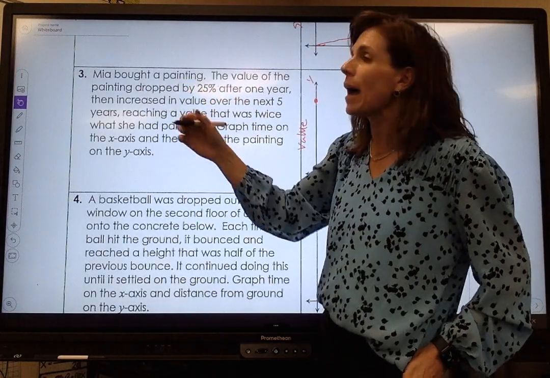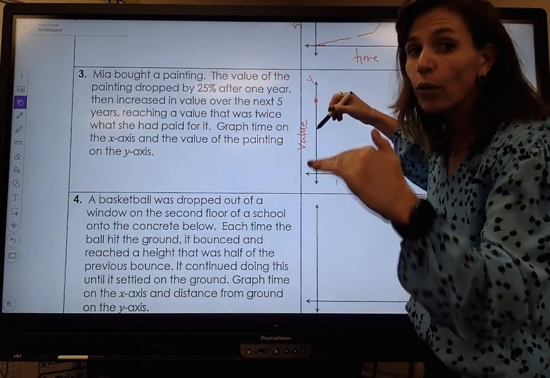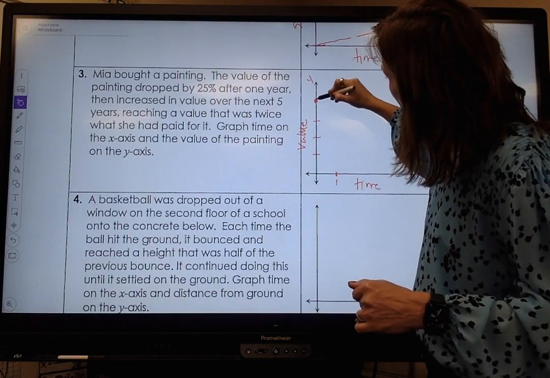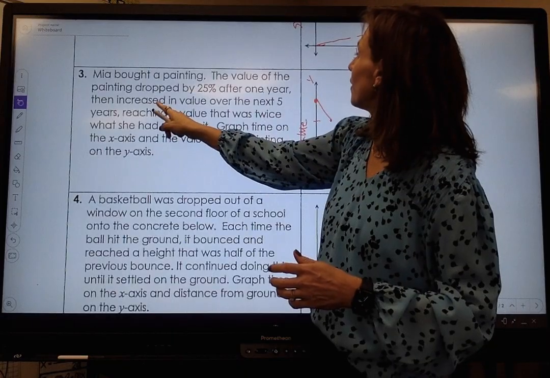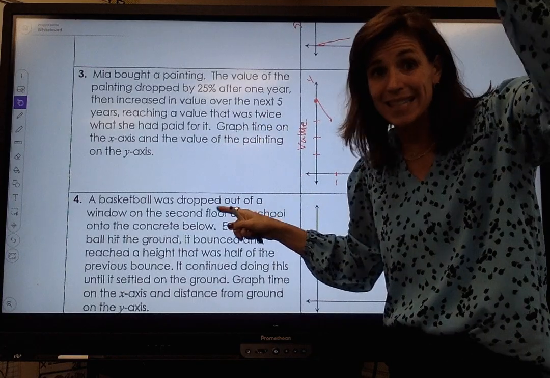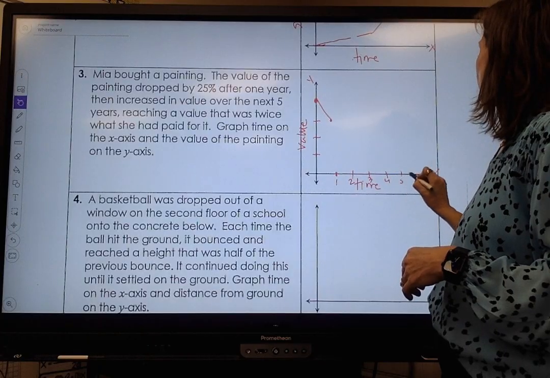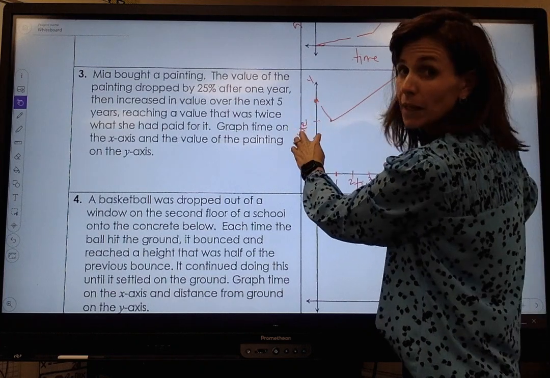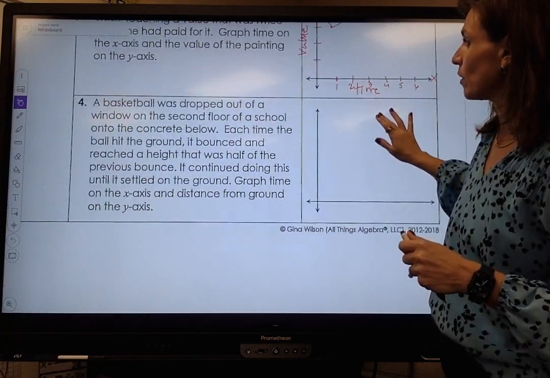The value dropped 25% after 1 year. So let's say this is 1 year. And it dropped a quarter of it. If it dropped 25% and I split this into 4 pieces, it dropped a quarter in 1 year. And after 1 year, it increased in value over the next 5 years, reaching a value that was twice what she had paid for it. So in the next 5 years, 2, 3, 4, 5, 6, it's increased to twice what she paid. I probably should have made my beginning point down here, but you can see it's twice what she paid. So that's what that graph is going to look like.